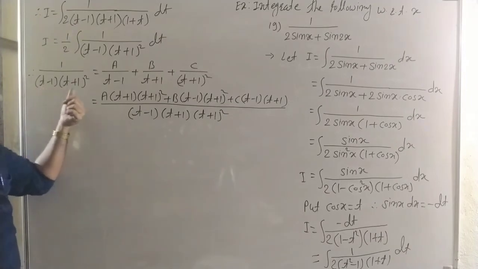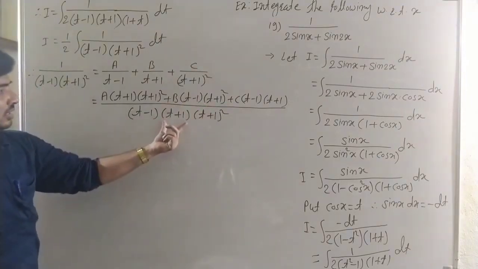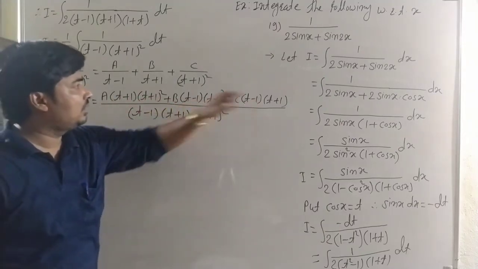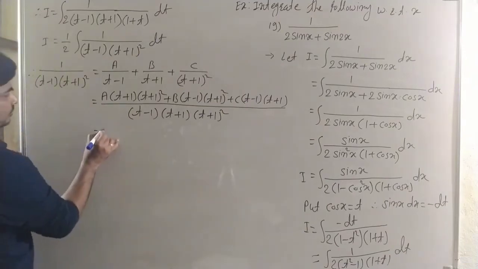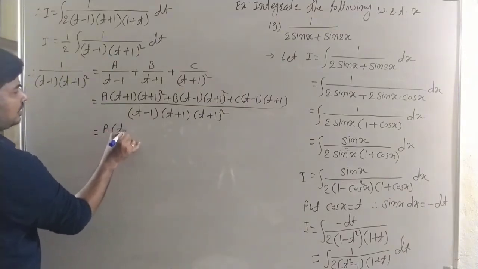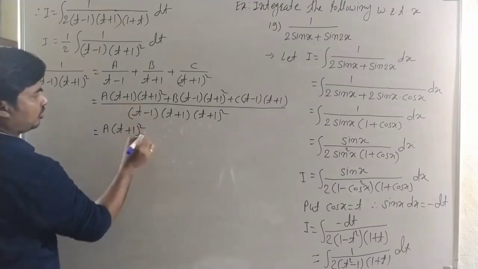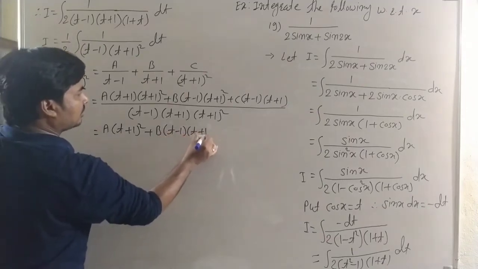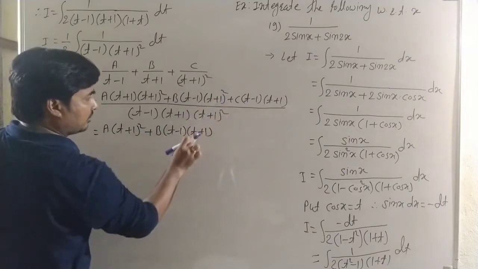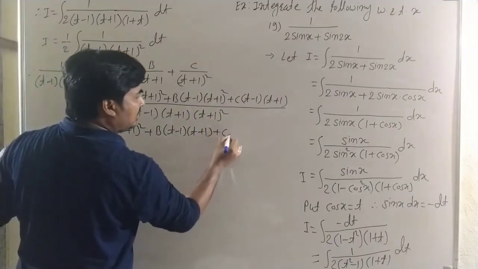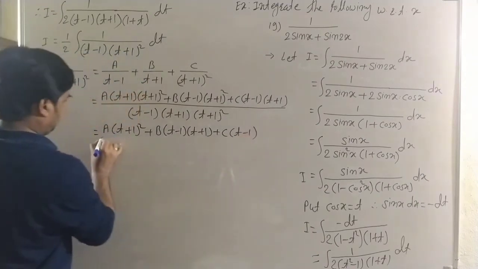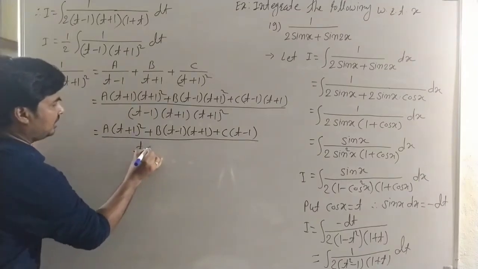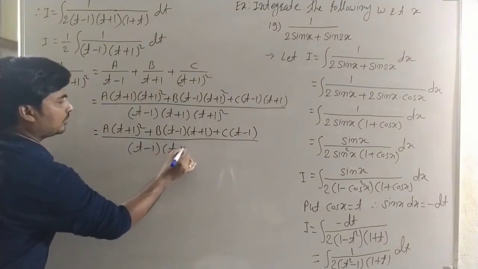On the RHS, only t minus 1 and t plus 1 are there, and t plus 1 is extra, so we can take t plus 1 common, and the t plus 1 in the numerator cancels. It is a upon t plus 1 square, plus b upon t minus 1 t plus 1 with t plus 1 common, plus c into t minus 1 upon t minus 1 and t plus 1 whole square.